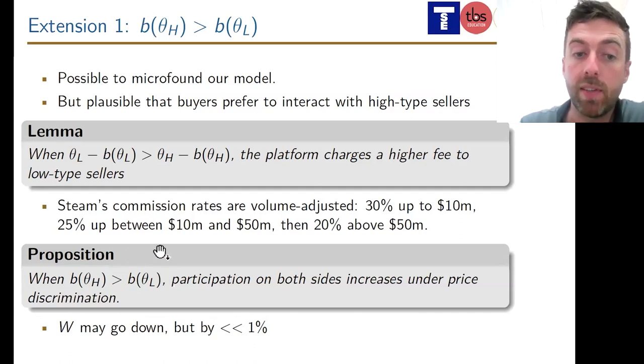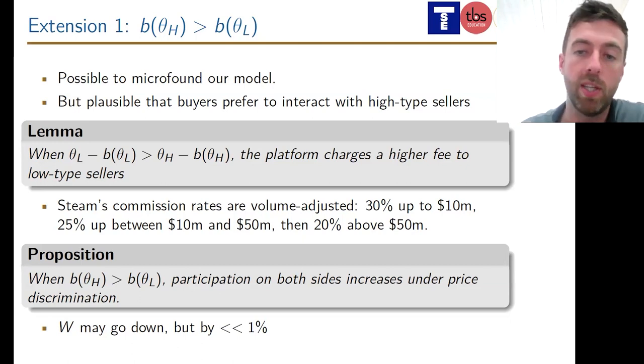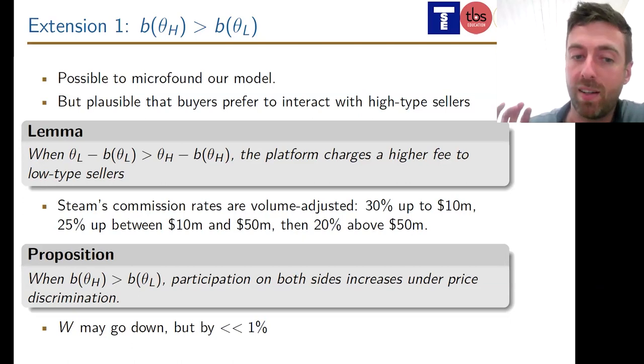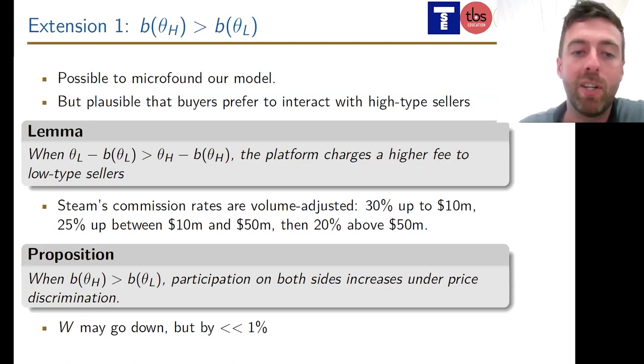And we have a result that the results on participation, you know, with the graphical analysis, you have to change the proof a bit, but it goes through. So participation is going to increase. Now the result on welfare is not going to hold, so there is a region where welfare goes down. But what we find, and this is a numerical exercise, is that in general, when welfare goes down, it goes down by very little.